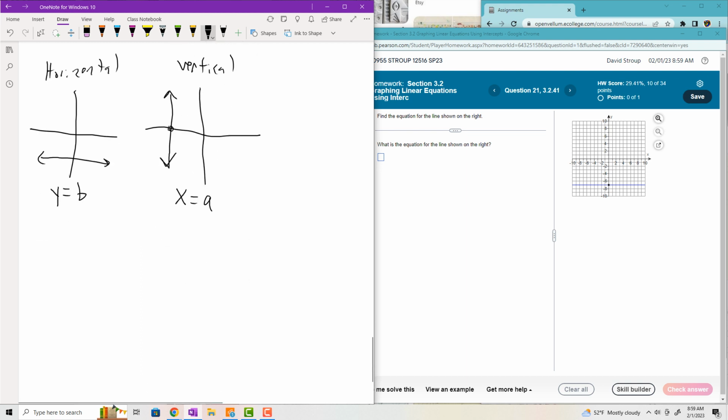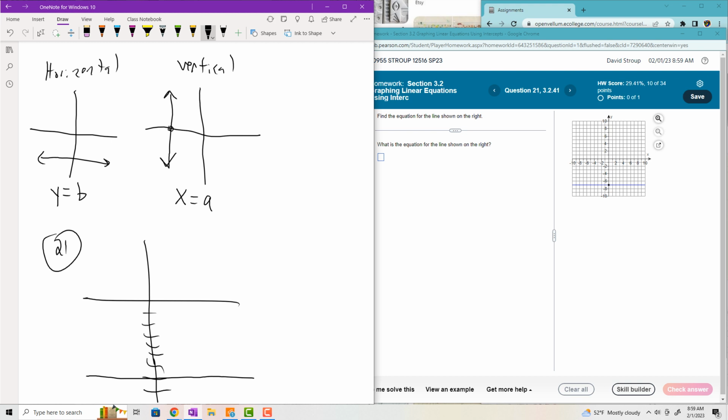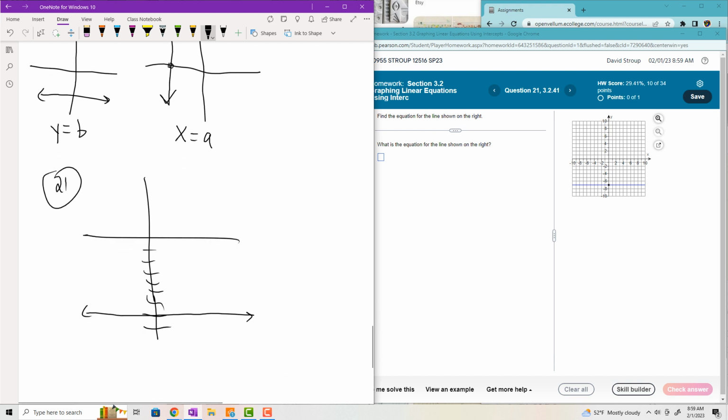Okay. So for instance, in problem 21 there, we have this picture, 2, 3, 4, 5, 6, 7, 8. Looks like the line is going through there. So the equation is, and if you'd like to, you can set it up like a table and just identify points on the graph. So we have 0, -7. Then we have 1, -7. And then we have 2, -7.